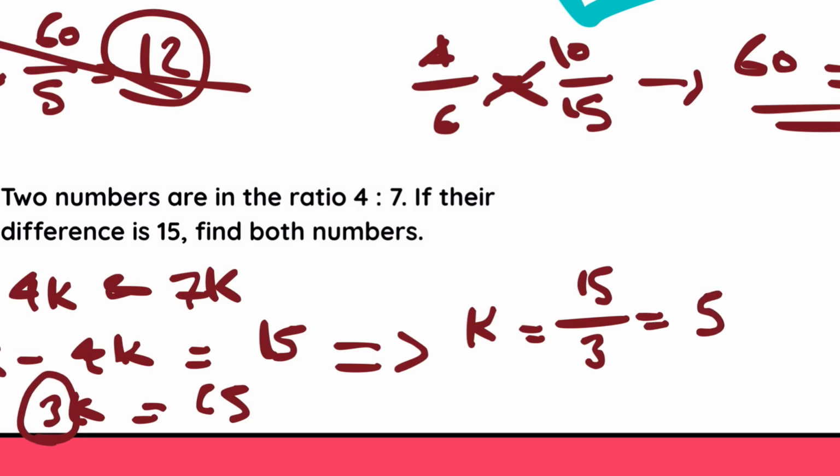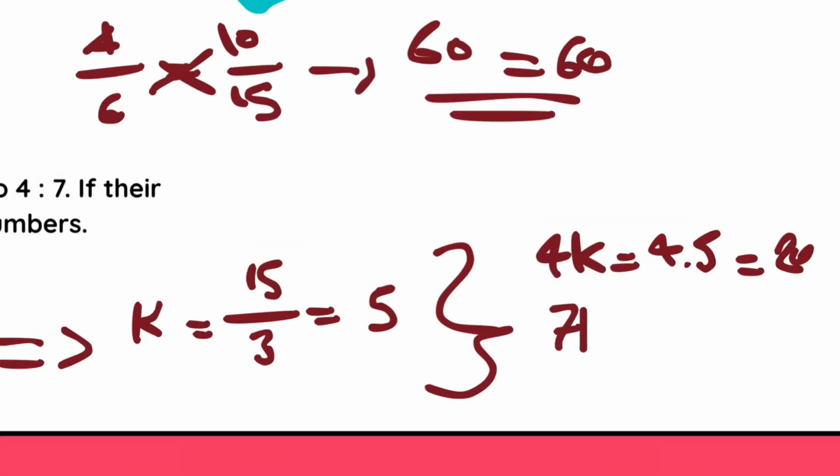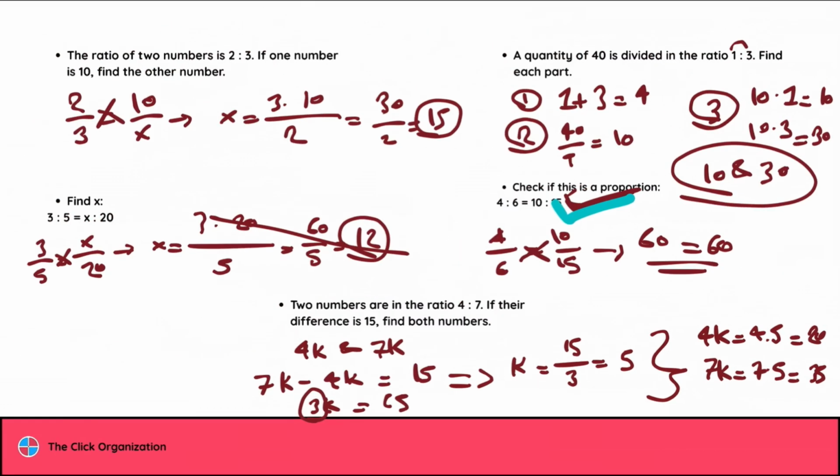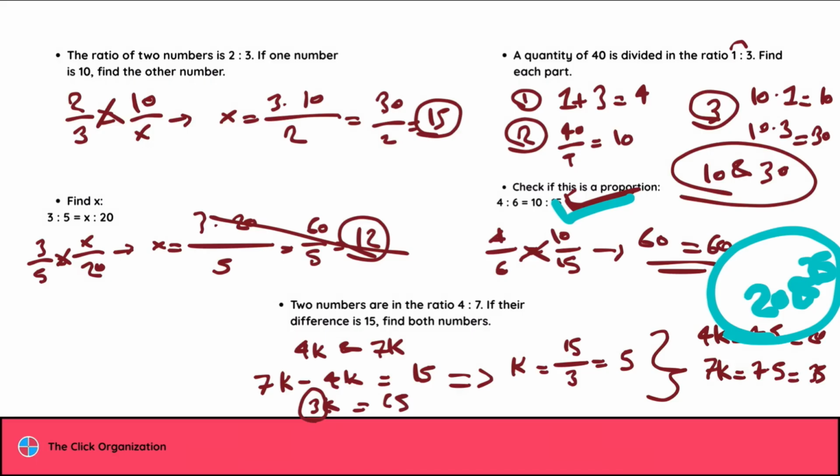So the unknown is 5, and the quantities were 4k and 7k. So we only need to multiply it. 4k equaled to 4 times 5 equal to 20, and 7k equaled to 7 times 5, which is equal to 35. And the answers are 20 and 35. Okay. These were the practice questions for this lesson, and we're done.